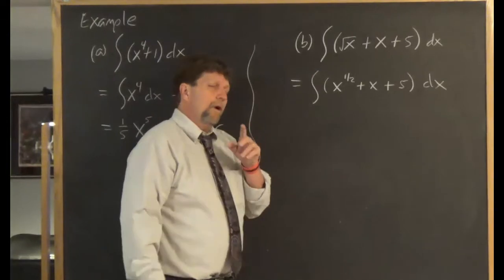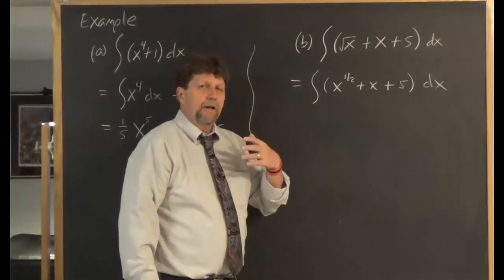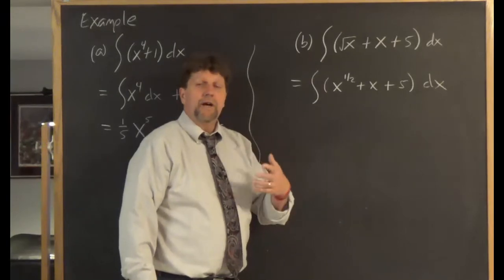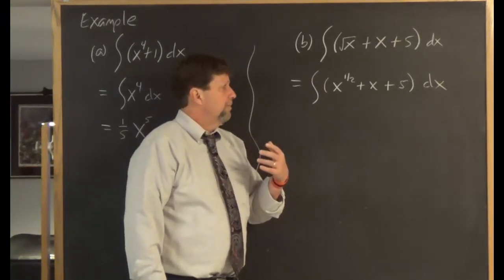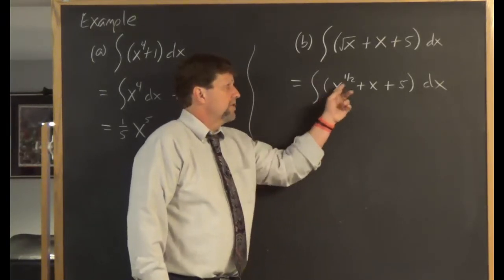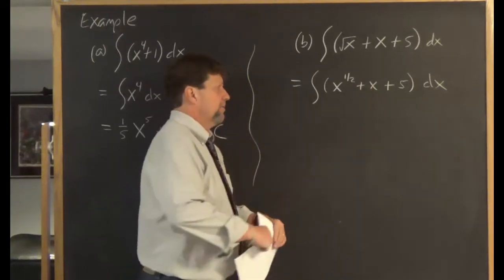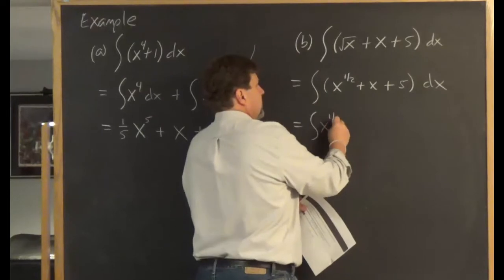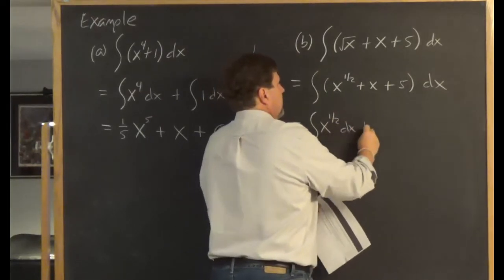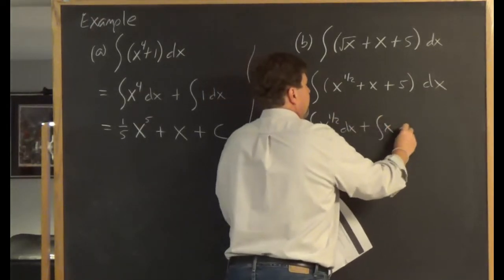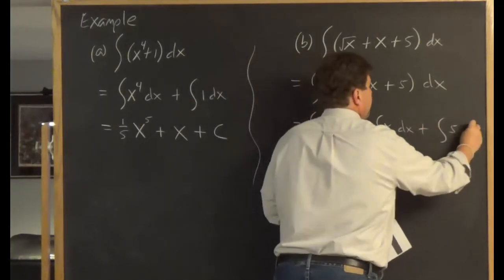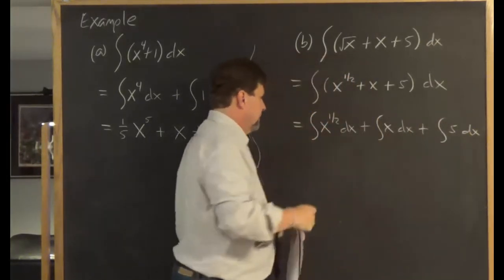And, one more time, I'll write down the steps showing the usage of the sum rule. But really it's just doing term by term integration. But let me write that step down. The antiderivative of x to the 1/2 dx plus the antiderivative of x dx plus the antiderivative of 5 dx.